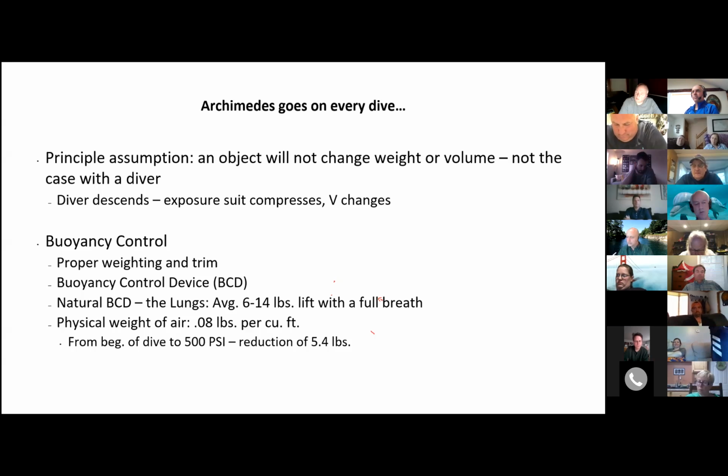Something you need to always remember too is that you have a natural BCD, and that natural BCD is your set of lungs. On average, a set of lungs could have, with a full breath, 6 to 14 pounds of lift.